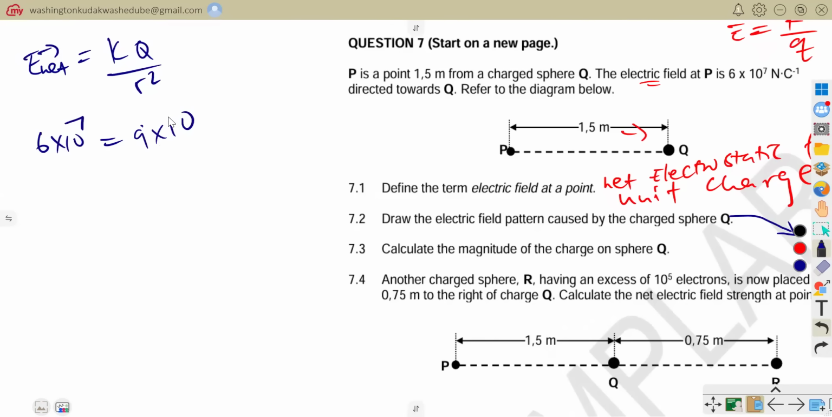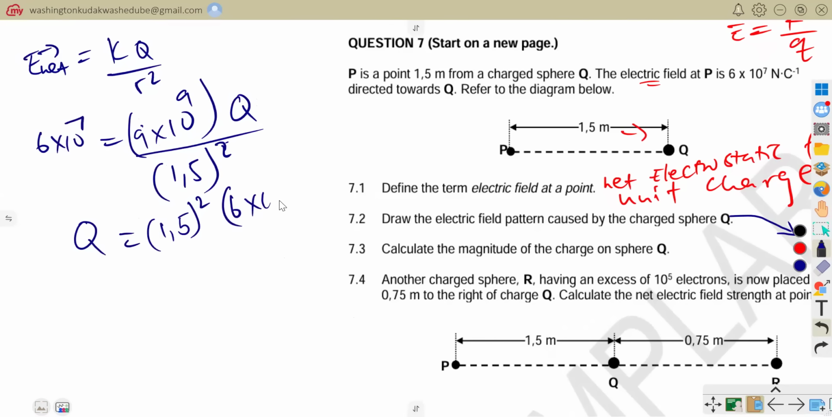K should actually be 9 times 10 to the power 9. And then we are looking for Q all over the distance there, which is 1.5 squared. If you make Q the subject, you are supposed to find Q equals 1.5 squared times 6 times 10 to the power 7 all over 9 times 10 to the power 9.